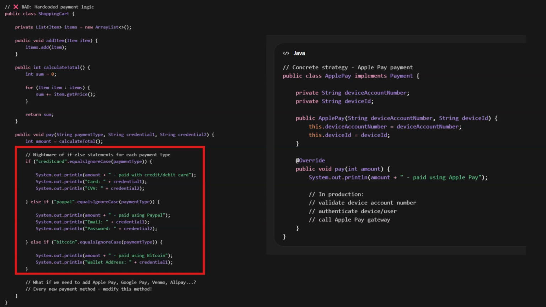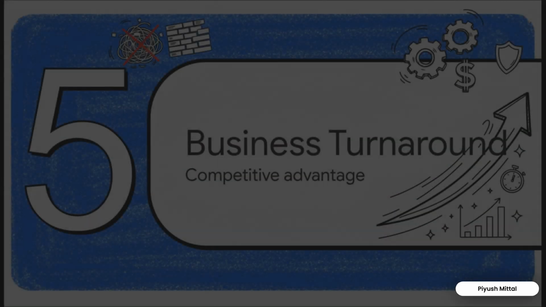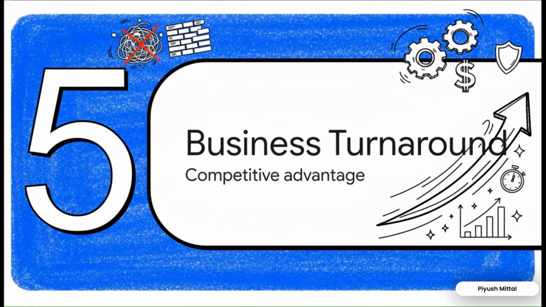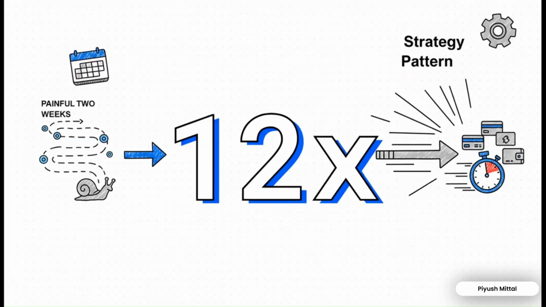So, we've cleaned up our code. We developers can sleep better at night. That's great for us. But what does this actually mean for the business? Well, the impact wasn't just small, it was a complete turnaround. We took our biggest piece of technical debt and turned it into a massive competitive advantage. I mean, just look at this number. 12 times faster. What used to be a painful 2-week-long project was now being done in just 2 hours. Think about that agility. That's a 12-fold increase in the team's speed.